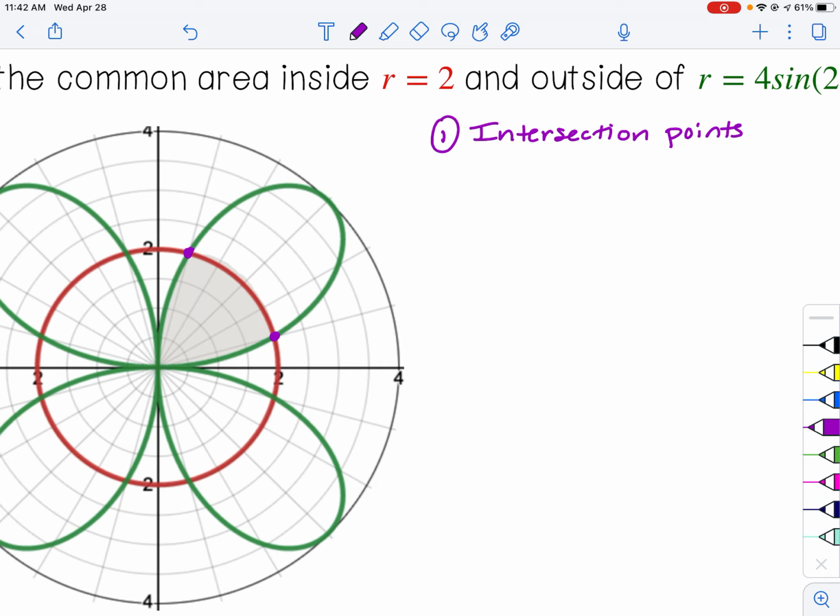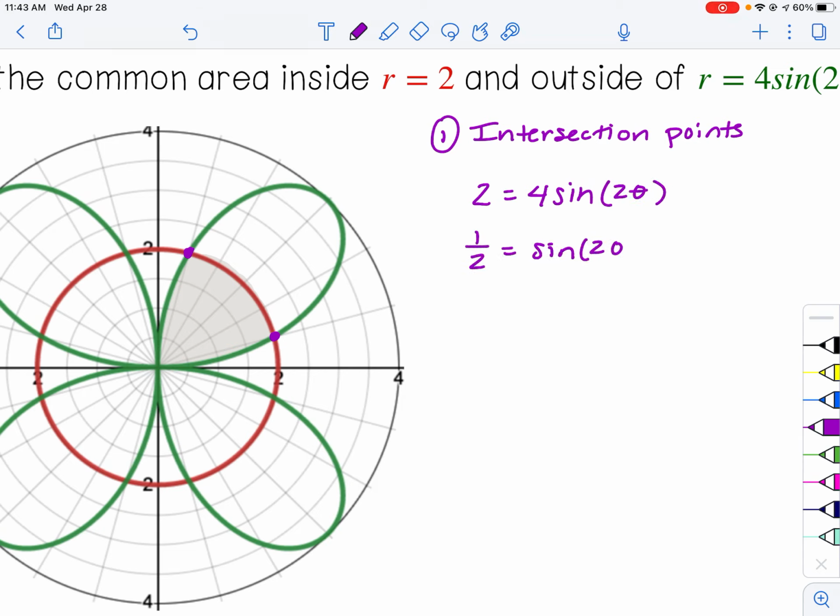So let's find where these two angles are at. Now we have a graph with some lines on it. They look like they're directly on the lines, but let's verify that. Okay, so if I set 2 equal to 4 sine of 2 theta, we're going to get 1/2 equals sine of 2 theta.